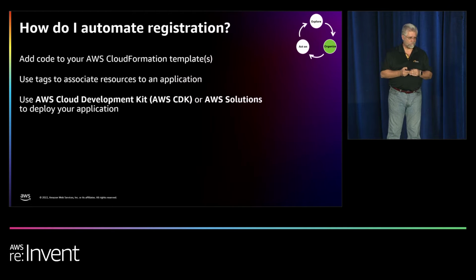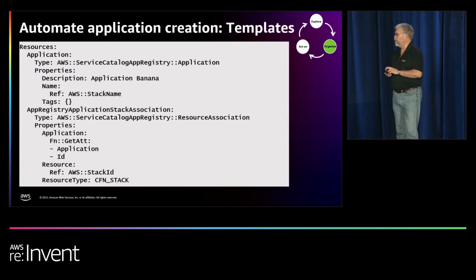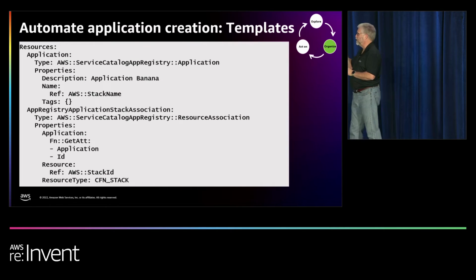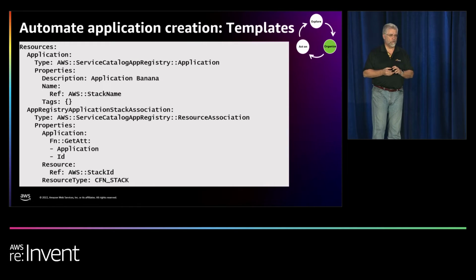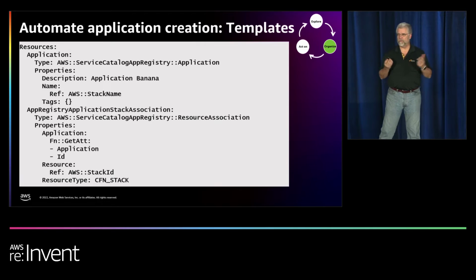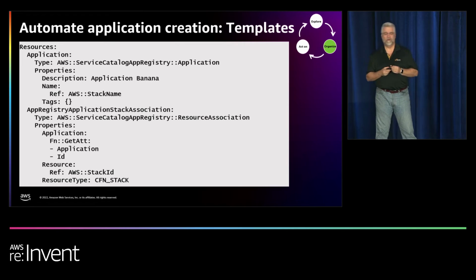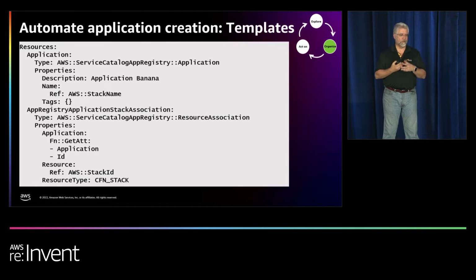So this is an example of what you would put in a CloudFormation template, the code that you add in there. And you could do this, something that you would do to any template that you have if you want to go down that route, if you're using CloudFormation. So it goes in, it creates an application, puts a name to it, and then, as I said, when the stack is created, the stack is automatically added as a resource under that application.